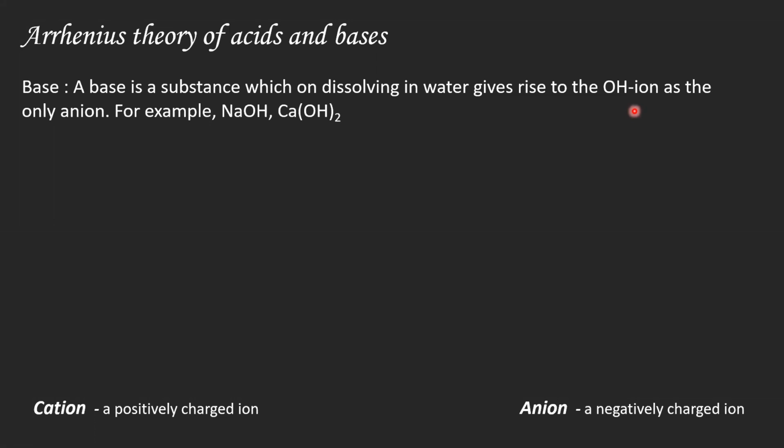Okay, so thank you for that, Jatin. Good try. So basically, folks, the Arrhenius theory of acid said that if a compound dissolves in water and gives H plus, then it is an acid. For a base, it's that a base is a substance which on dissolving in water gives us the OH minus ion, hydroxide, as the only anion.